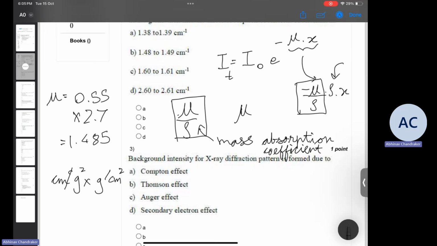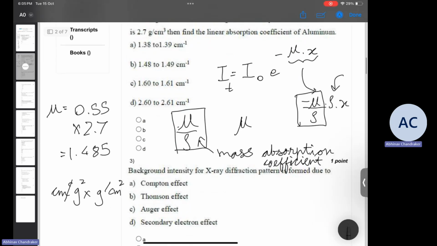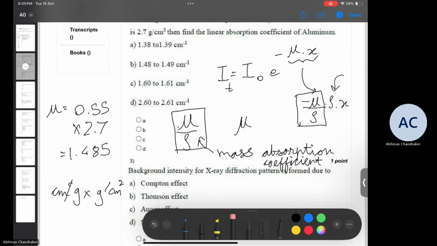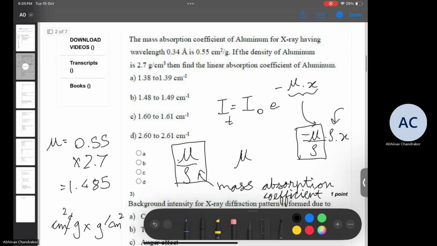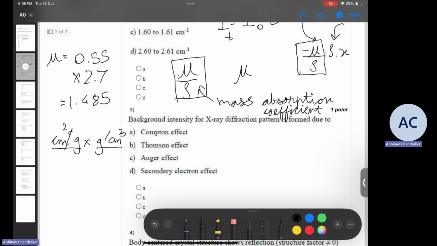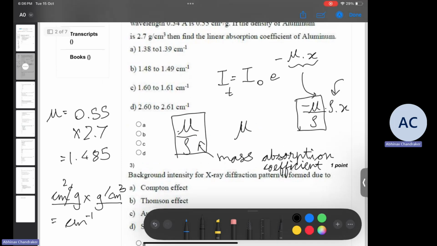So it will be, sorry, it was centimeter square per gram into gram per centimeter cube. This is density. This is mass absorption coefficient. So the unit of linear absorption coefficient will be equal to centimeter inverse. So the correct option will be B, between 1.48 and 1.49 centimeter inverse.